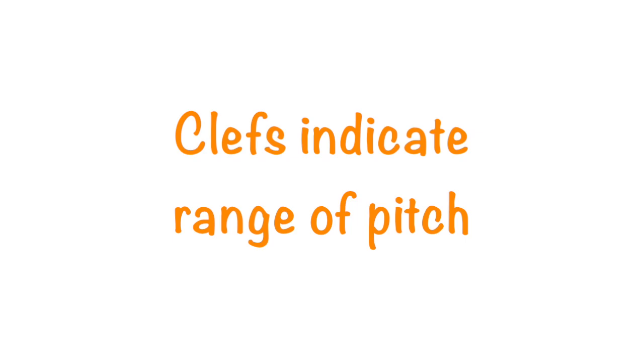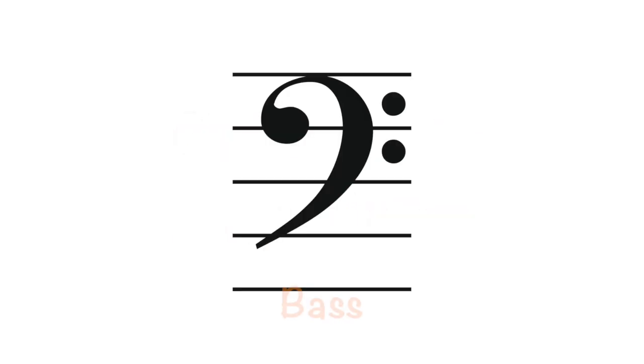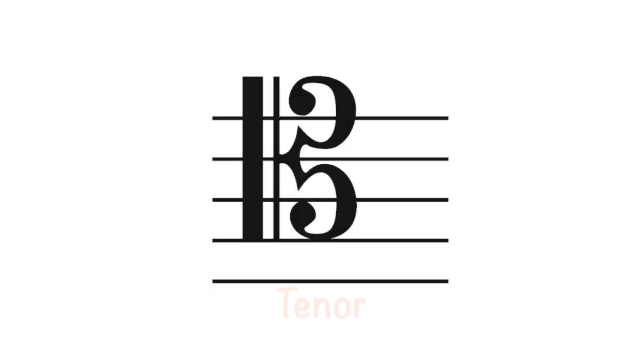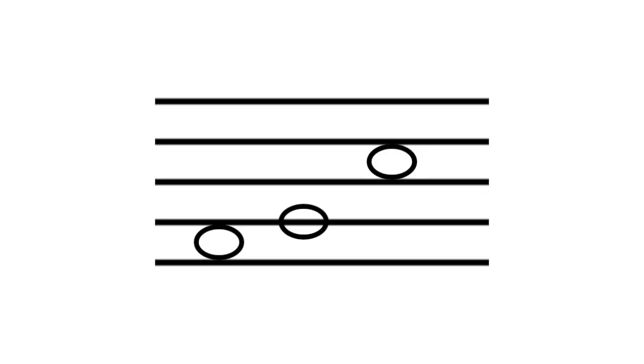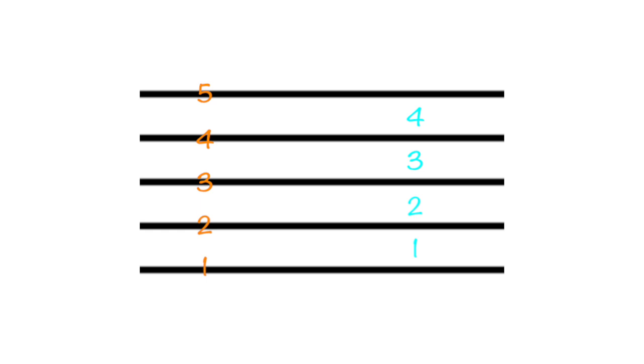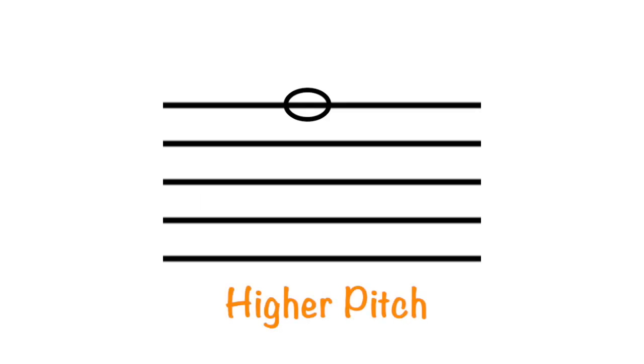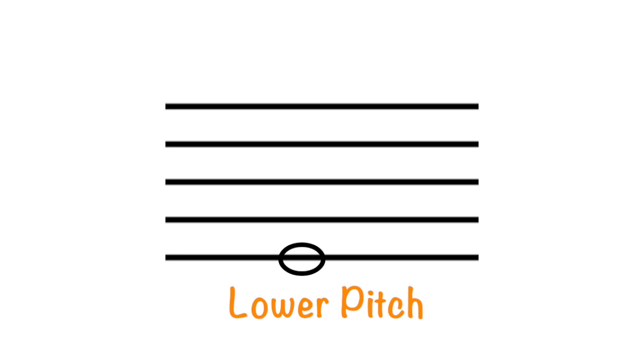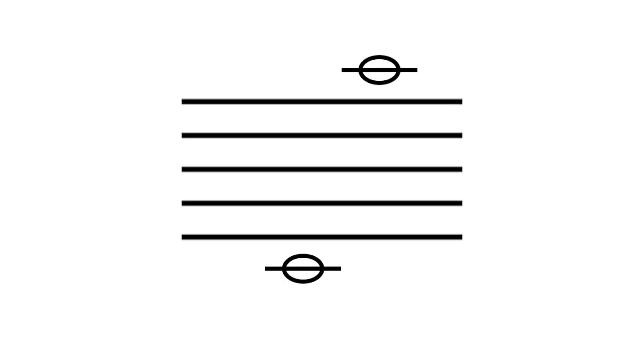There are 4 main clefs in music, which are these symbols representing a range of pitch. These are called bass, tenor, alto, and treble, with bass and treble being the most commonly used. Notes are placed on a stave, which is made up of 5 lines and 4 spaces. Higher up the stave means higher pitch. Lower down the stave means a lower pitch. Notes can also extend beyond the parameters of the stave. These are called ledger lines.